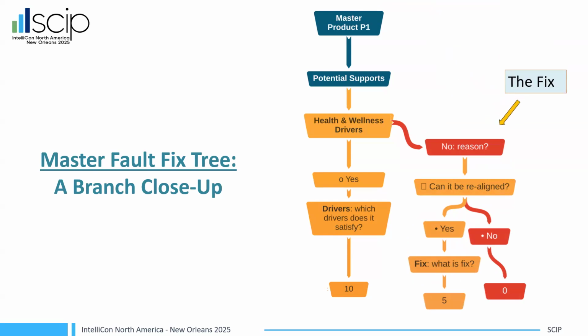If it's no, then you ask the question of the product: could it be realigned? If it's yes, great. What is the fix? It automatically loses half points because you had to put in a fix, so it's already weaker. And sometimes there's not a fix. If it's no, it gets a 0 and goes on its little merry way, and you can take it out of the list you were thinking about. That's just how we corrected the original diagrams.